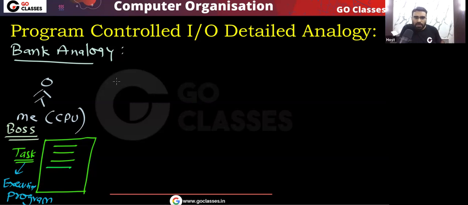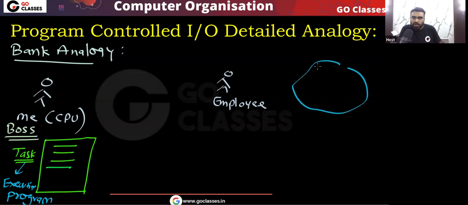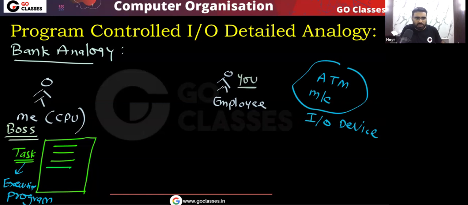Now let's assume this is you, and you are the employee in the bank. And let's assume the IO device is the ATM machine. So you are the employee in the bank, and this is the ATM machine, which is the IO device. Now notice one thing: the IO device will not directly communicate with the boss. The manager will not directly communicate with the ATM machine, because this is the manager.